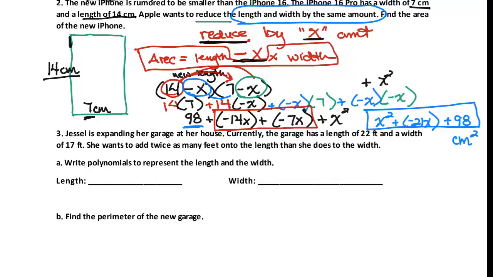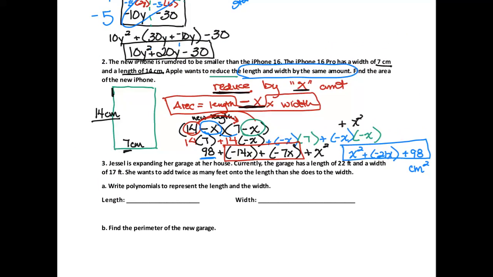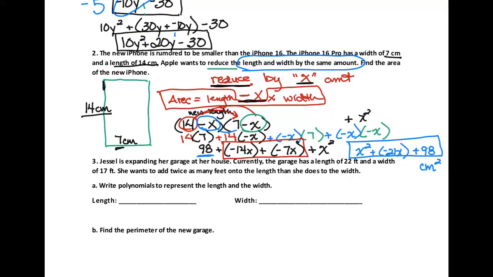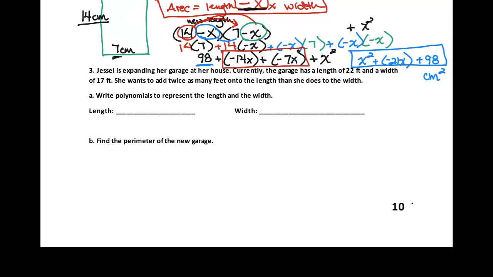Okay? But do you understand the problem? The original phone was 14 by 7. They want to reduce, that means make smaller, the length and the width by the same amount. So that's why we subtracted x from each one. Does that make sense now? Do you see that? Yes? No? All right. Let's go to number 3, another word problem.